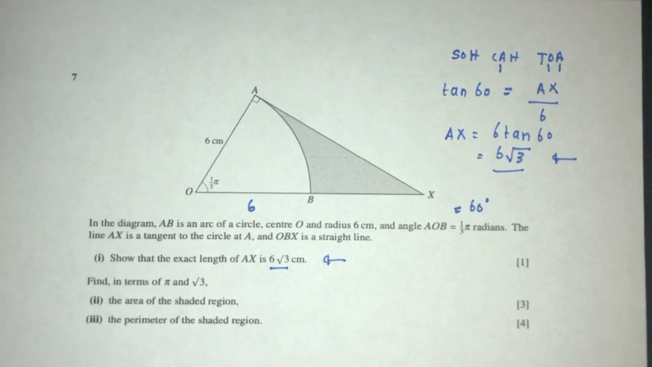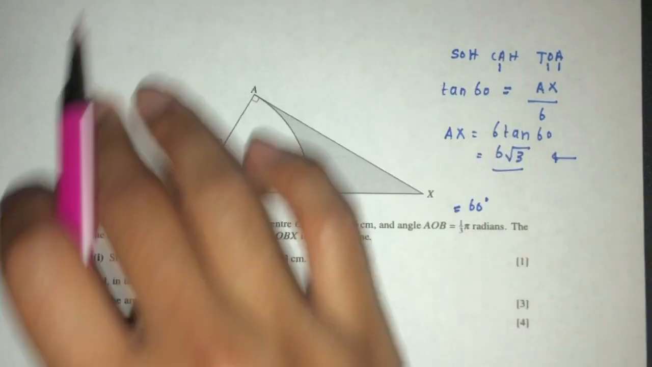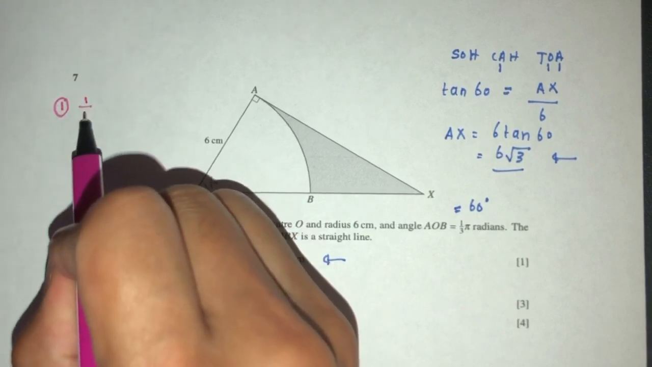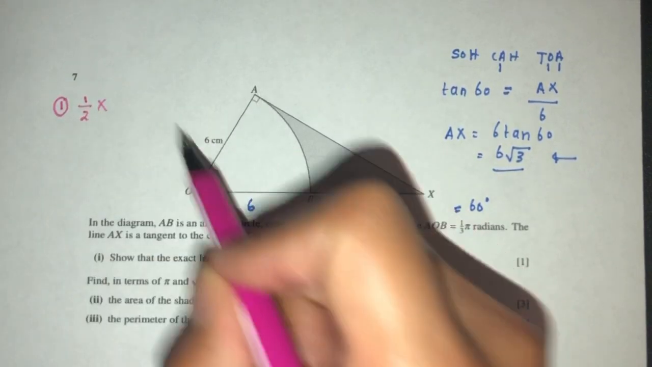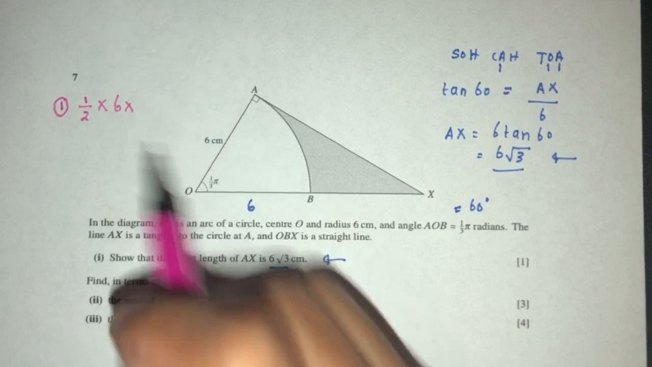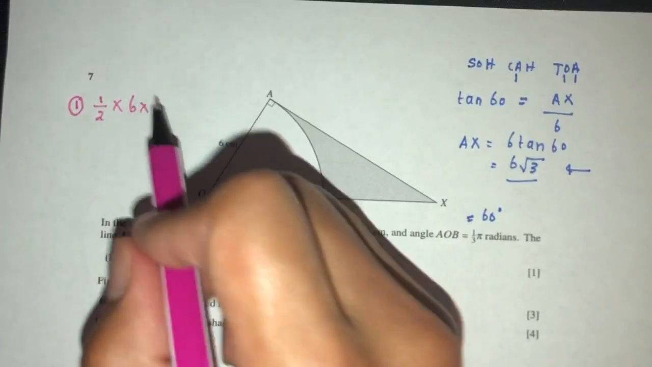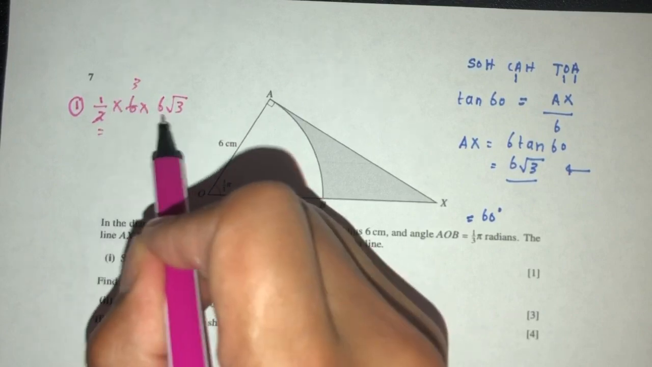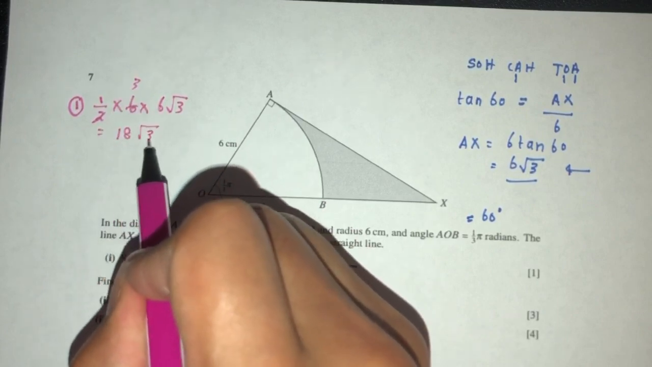Now for part 2, find in terms of pi and √3, the area of the region. So pretty easy. Step by step, as always. How would you find the area of the region? So first thing first, we can find the area of the whole thing, right? Whole thing is the area of a triangle. That will be half times base and times the perpendicular height, which is 6√3. Half of 6 will be 3 here. 3 times 6√3 will be 18√3.